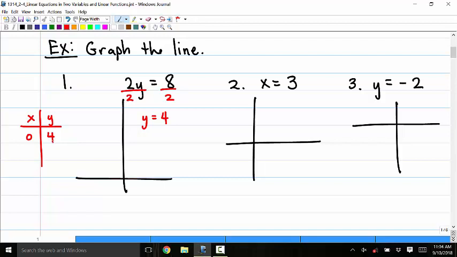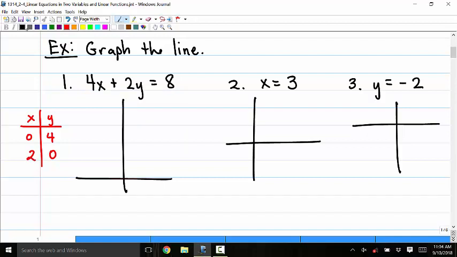We good? 0, 4. Okay, if I let y equal 0, so now 2 times 0 is gone, correct? And I have 4x equals 8. To solve for x, I divide both sides by 4, and I have x equals 2. So I have the point 2, 0.